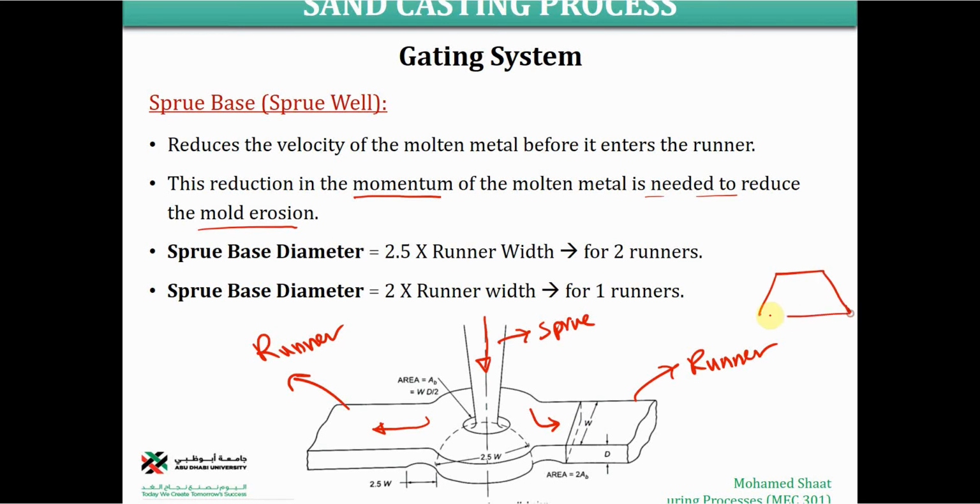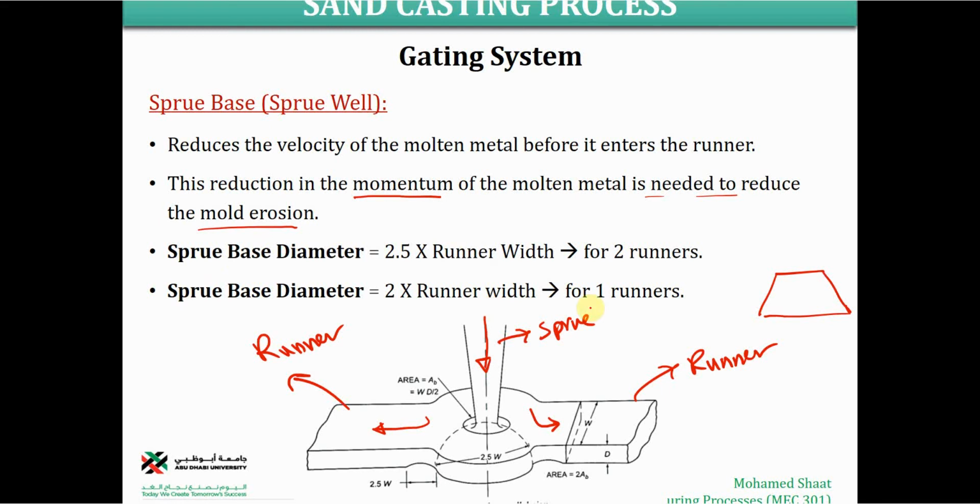So you can pick the biggest width. For example, in case that we're using just one runner, the down sprue base should be double the width of the runner to allow for the laminar flow of the molten metal. In case that we do have two runners, we have to use 2.5 times the runner width, which should be the bigger width of the runner in this case.